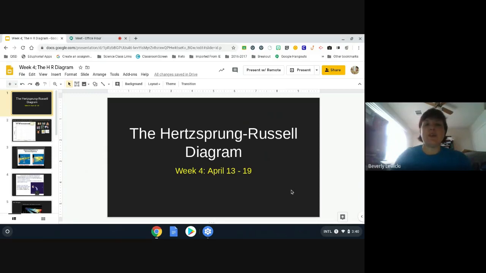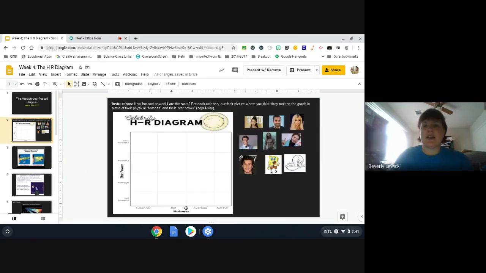This week, we're going to be talking about the Hertzsprung-Russell diagram, also known as the HR diagram. And the purpose of the HR diagram is to classify stars. Okay, it's a graph where we put our stars so we can understand more about them. So the first activity you're going to have online is a fun little celebrity HR diagram.